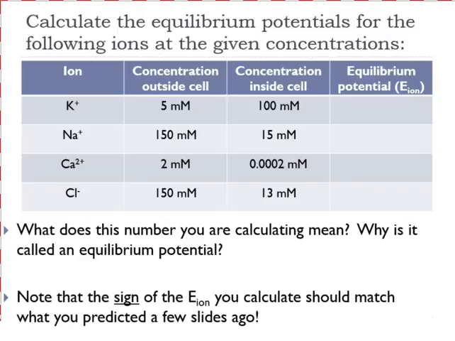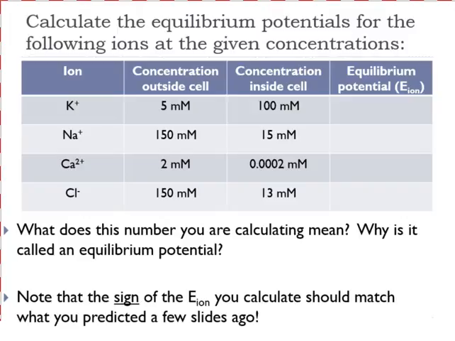Okay, so the question is, what does this number that you're calculating mean? Here we calculated minus 80 millivolts. What is that? Anybody? What do you think that means? Yeah, so this is the actual membrane potential. When you're measuring something in millivolts, that's looking at a charge difference. And this is saying that there's an 80 millivolt charge difference across the membrane, and it's negative on the inside of the cell.